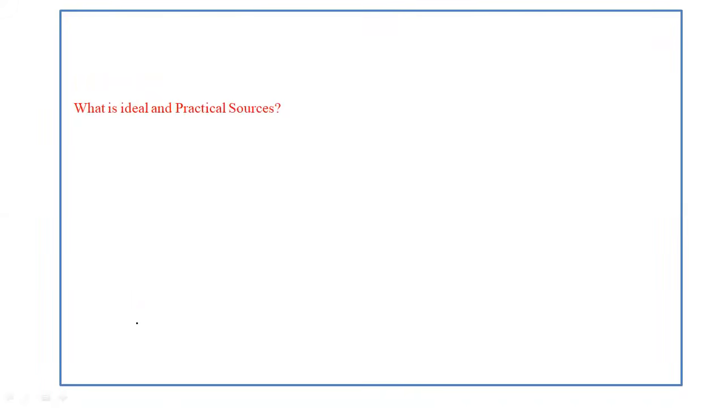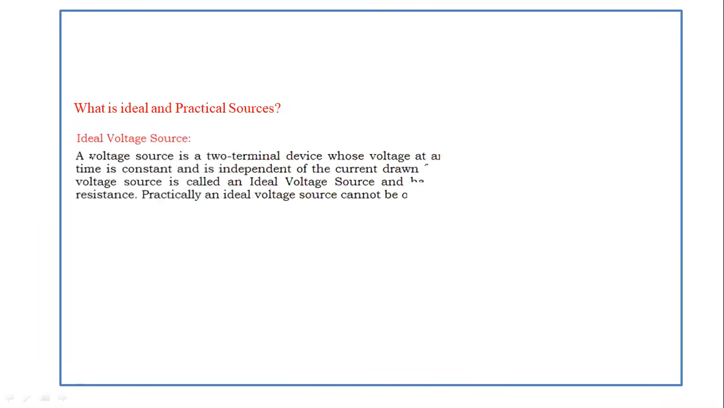Next, ideal and practical circuits. What is an ideal voltage source? We will discuss it first. A voltage source is a two-terminal device whose voltage at any instant of time is constant and is independent of the current drawn from it. Such a voltage source is called an ideal voltage source, and it has zero internal resistance. Practically, an ideal voltage source cannot be obtained.